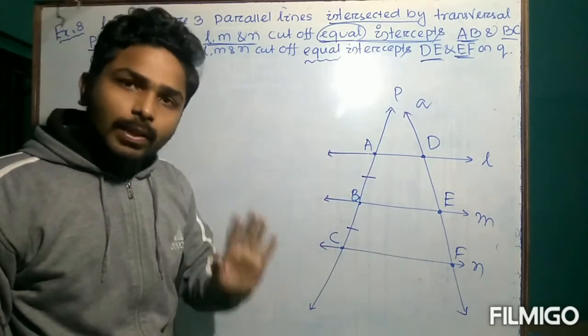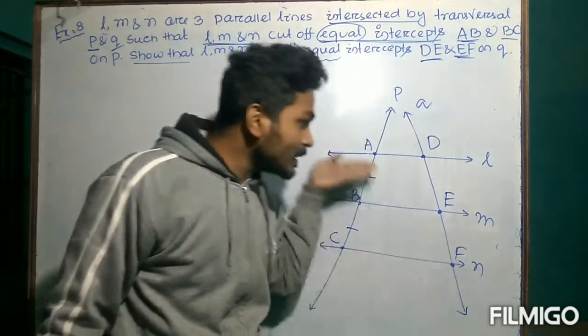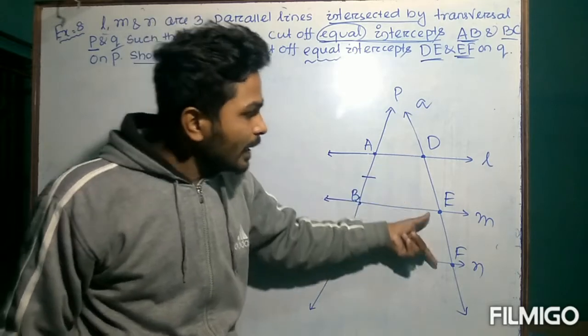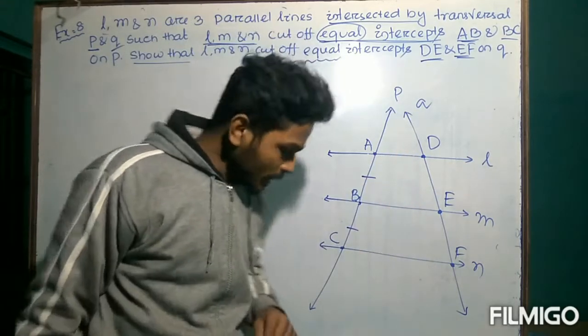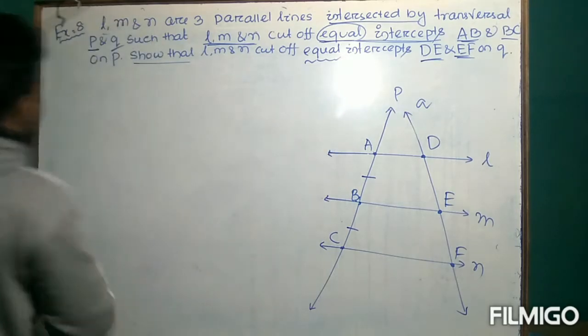And AB and BC are equal. And you have to prove that whenever this transversal intersects these three parallel lines, it is also found to intersect DE and EF. And we have to prove that these two intercepts are equal. Understood? So let us first write what is given in this question.